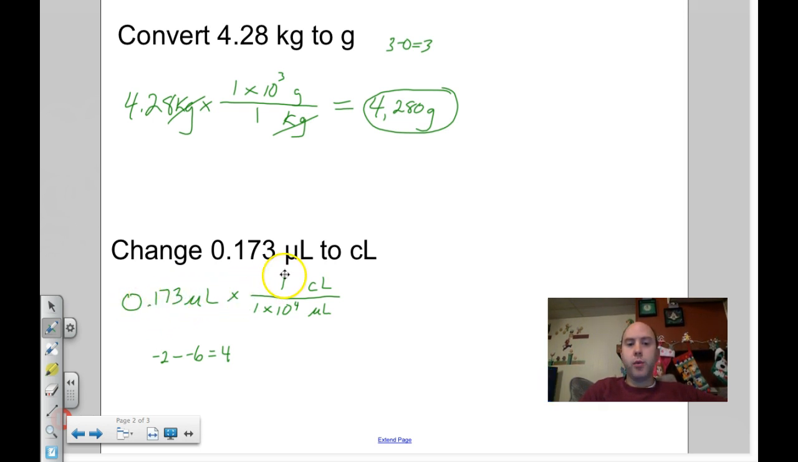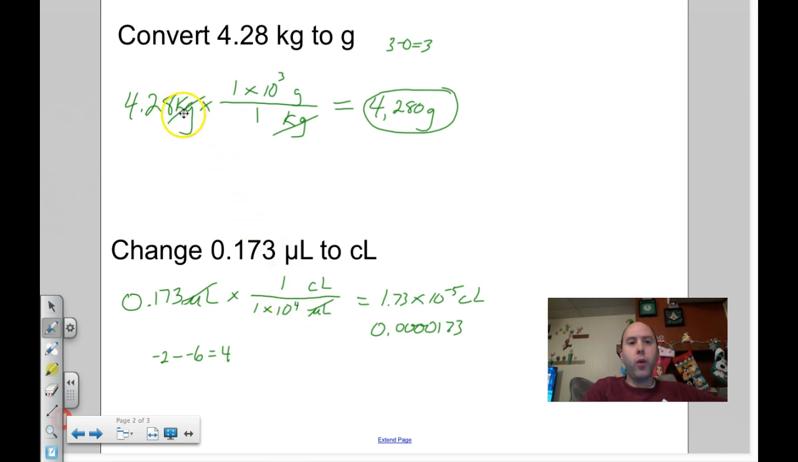0.173 times 1 divided by 1 times 10 to the 4, or 10,000, equals the following. That should equal 1.73 times 10 to the -5 centiliters. The microliters cancel, and I'm left with centiliters. If you did this on a regular calculator, you may have also gotten 0.0000173. But I changed it to scientific notation just to make it look a little bit better. But again, that's basically all you do.